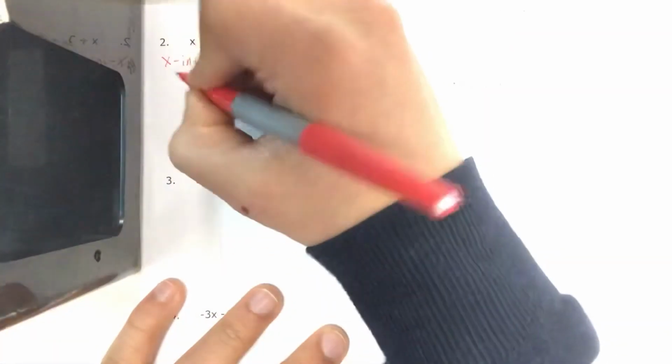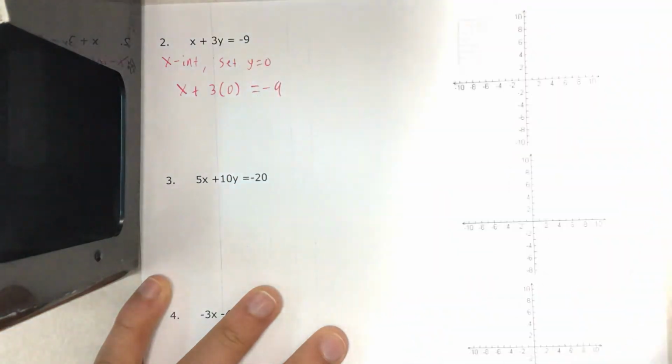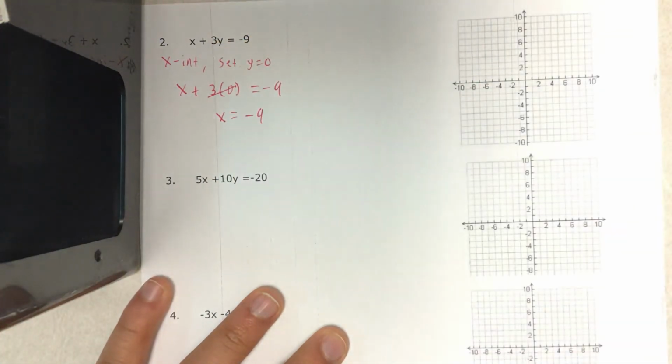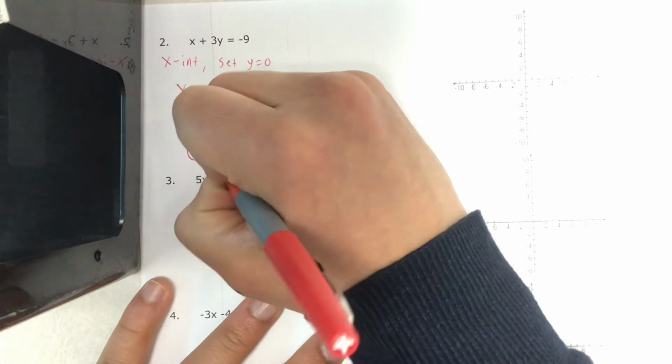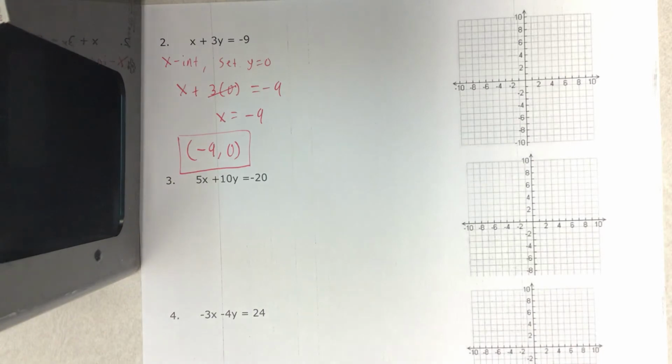So say x-intercept. So what we do is we set y equal to 0. Okay, so I get x plus 3 parentheses 0 equals -9. 3 times 0 cancels. Boom. I get x equals -9. Again, it's not my final answer. We put it all together as an ordered pair. -9, comma 0. X-intercept done. Move to the y.